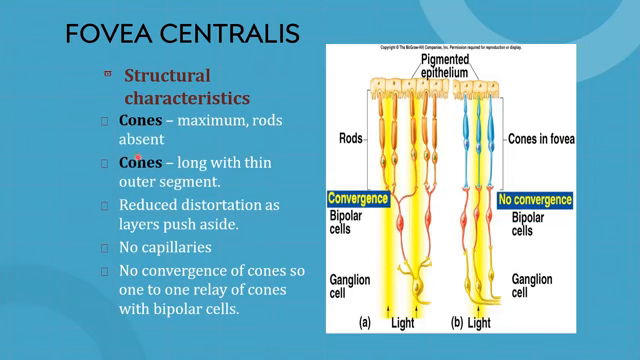So here the cones are long with thin outer segment and reduced distortion as the layers push aside, and no capillaries are present here, and no convergence of cones, so one-to-one relay of cones with bipolar cells will be present. So here if you can see, there is convergence of bipolar cells onto the rod cells, and here there will be no convergence, so one-to-one relay of the cones with the bipolar cells are present.